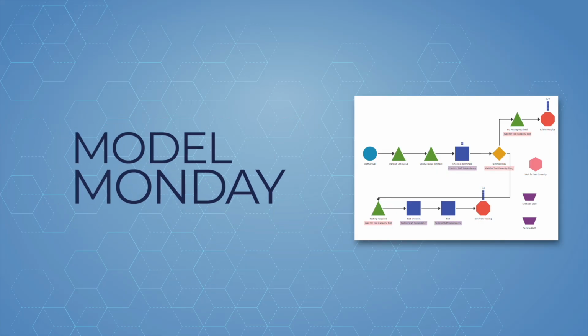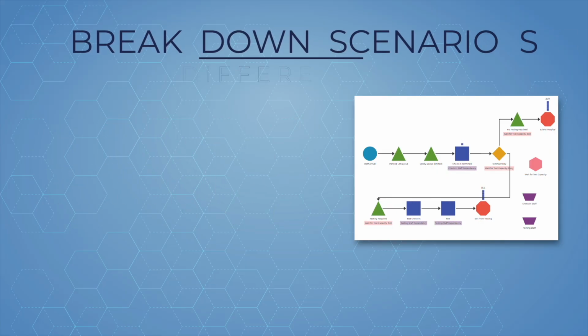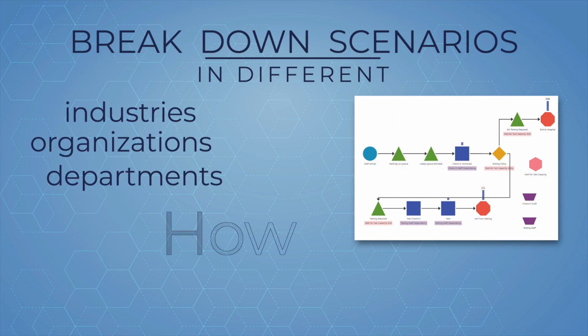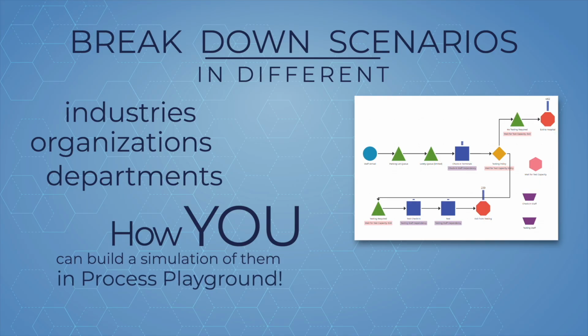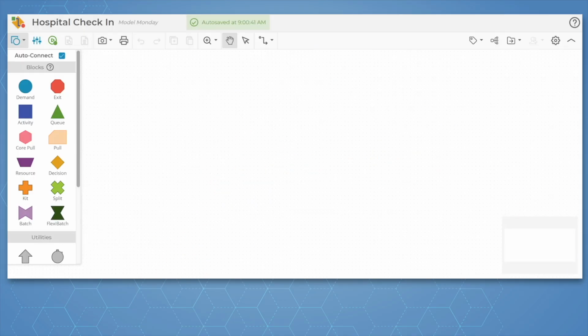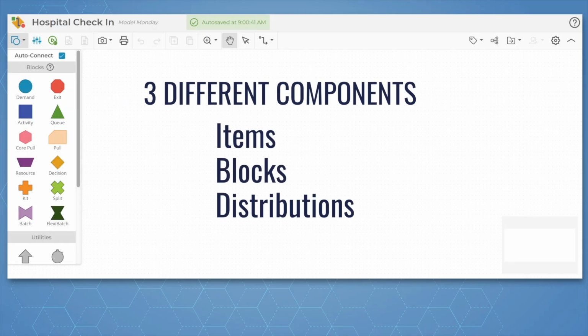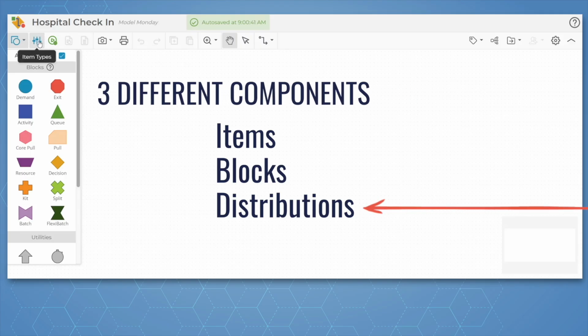Welcome to Model Monday, a series where we break down scenarios in different industries, organizations, and departments and explain how you can build a simulation of them in Process Playground. Let's model it. Process Playground has 3 different components to be aware of: items, blocks, and distributions. We're going to first create our item, then build out our blocks, then lay in our distributions and other parameters.